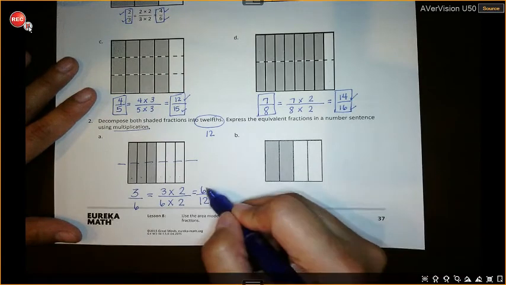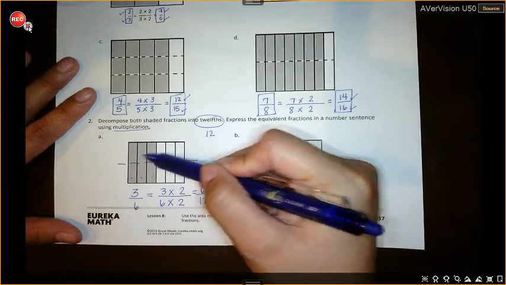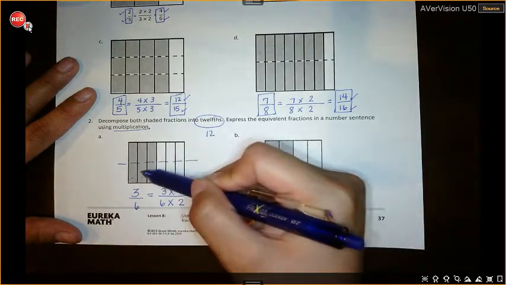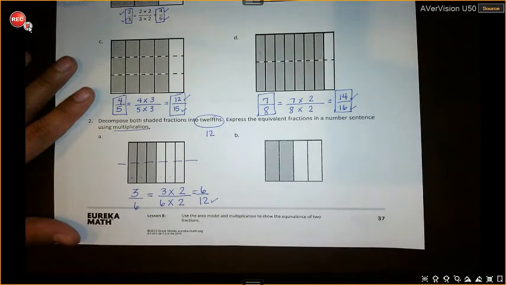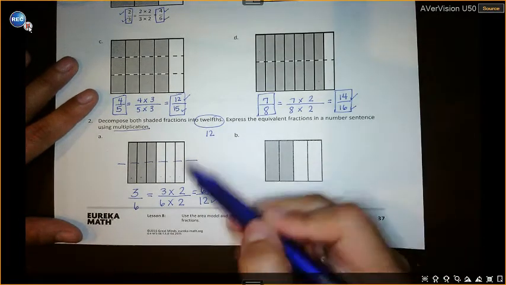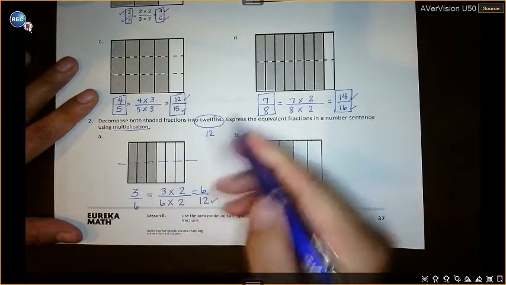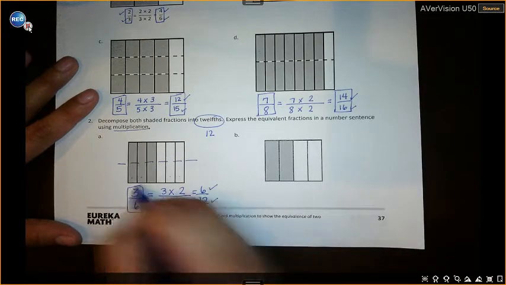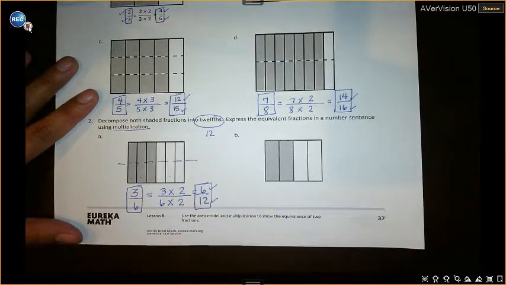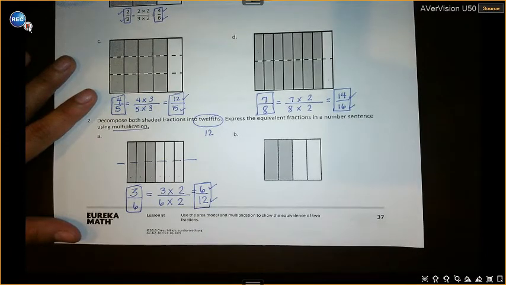Now I'm going to verify this fraction to see if this model represents this fraction. 1, 2, 3, 4, 5, 6, 7, 8, 9, 10, 11, 12. Yes, there's 12 total equal parts. Now let's verify if 6 are shaded. 1, 2, 3, 4, 5, 6. That is correct. So what do I know about 3/6 and 6/12? Yes, these two fractions are equivalent.